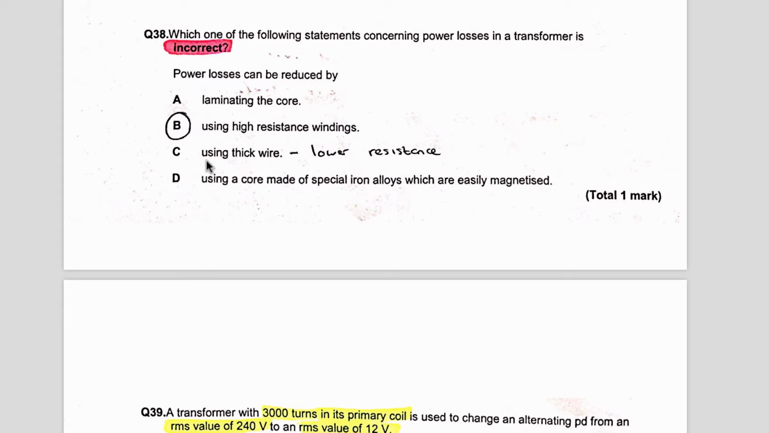For C, using thicker wire, that would reduce power losses, because if we use thick wires, then that basically means the resistance goes down, and for exactly the opposite reasons for part B, that's why it can't be C. And D, using a core made of special iron alloys which are easily magnetized. Well, that means that the core is magnetically soft, it's easily magnetized, so less energy is lost in the process of magnetization and demagnetization. So again, your core doesn't heat up so much. So therefore your answer for question 38 is B.